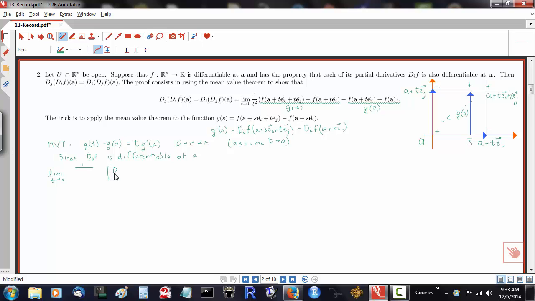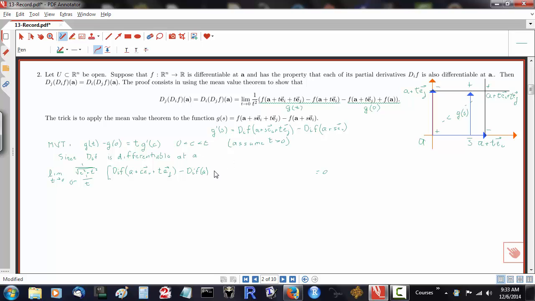We're looking at the function d sub i of f evaluated at a plus c e sub i plus t e sub j. And so our increment involves a c and a t, and the length of that increment is the square root of c squared plus t squared. But c is something in between 0 and t. Since we're going to get something that is equal to 0, it really doesn't make any difference whether we divide by that or divide by t itself. Okay, differentiability. We've got the change in the value of the function.